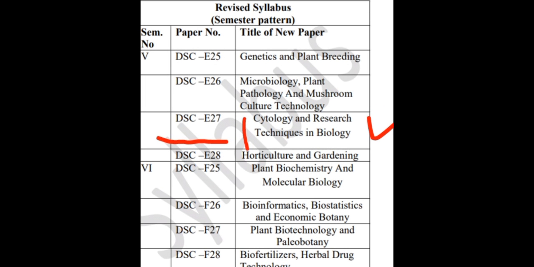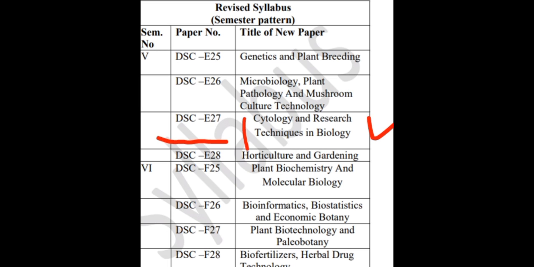The paper numbers as per semester 5th: paper number 9, its code is DSE E25. The title of this paper is Genetics and Plant Breeding, will be dealt with by Magdum sir. Paper number 10, its code DSE E26, Microbiology, Plant Pathology and Mushroom Culture Technology, will be dealt with by DT Patil sir.